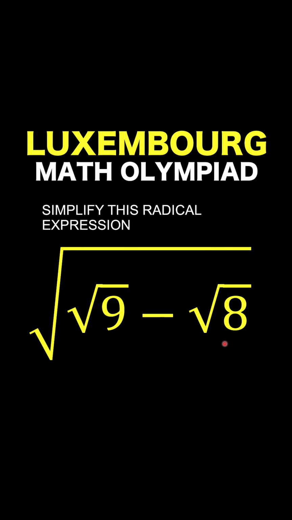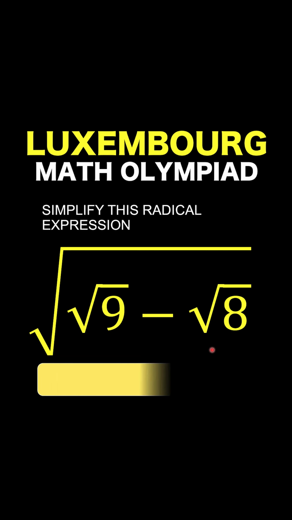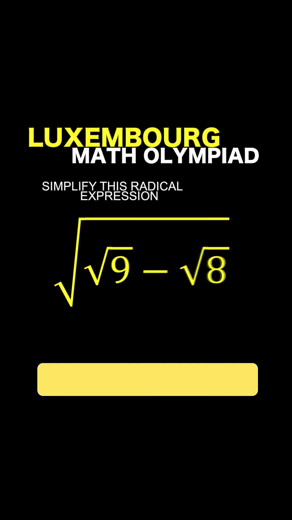Simplify this radical expression: the square root of the quantity square root of 9 minus square root of 8. Obviously, this given radical expression is not in its simplified form because there are radicals under another radical. You can pause the video and see if you can solve this Math Olympiad problem. Now let's solve this problem together.